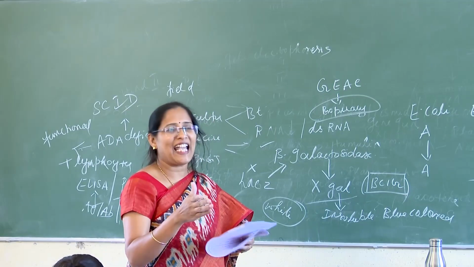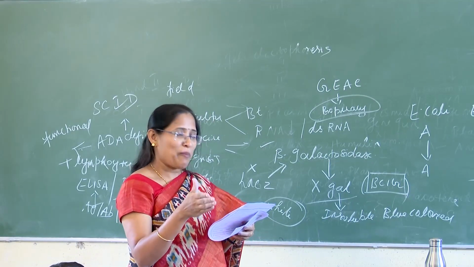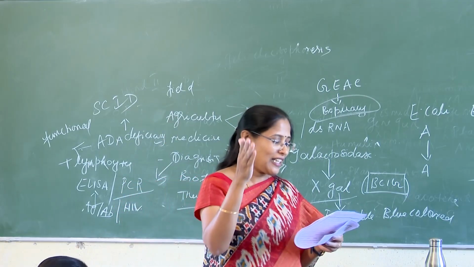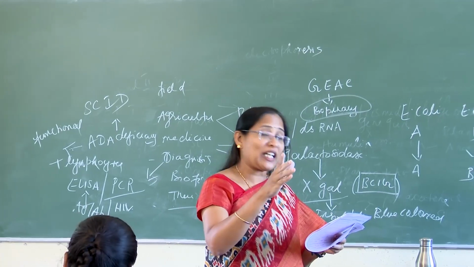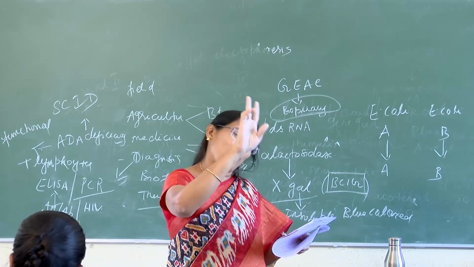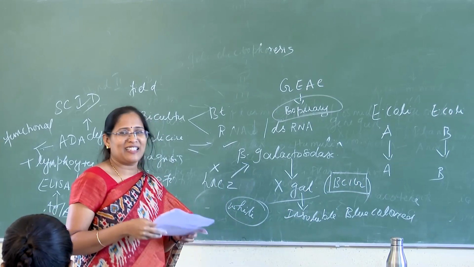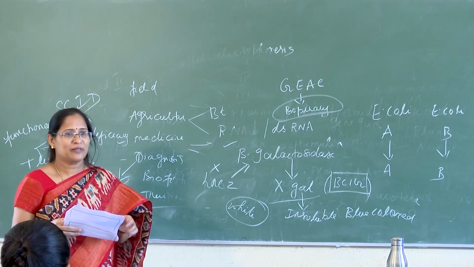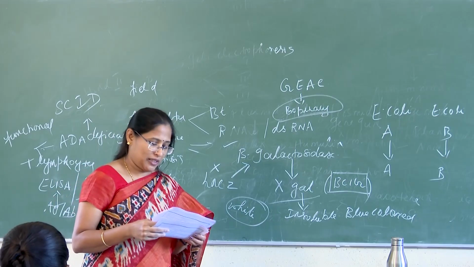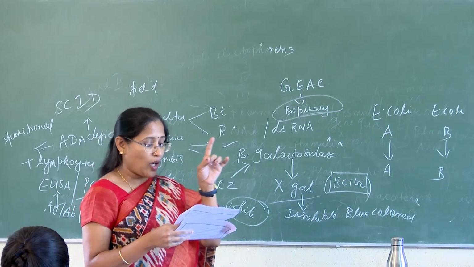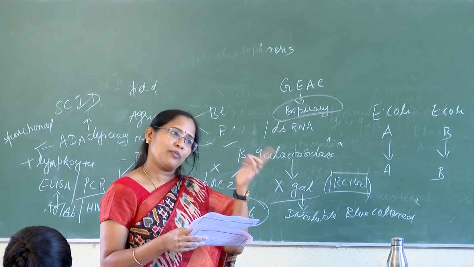Actually the answer is A. Whoever told first was right. But when I asked what is wrong in that, it was said it cuts only one strand. No, it will cut both the strands. That is the answer. Got it? So A is the incorrect one: it cuts only one of the two strands. It cuts both the strands.